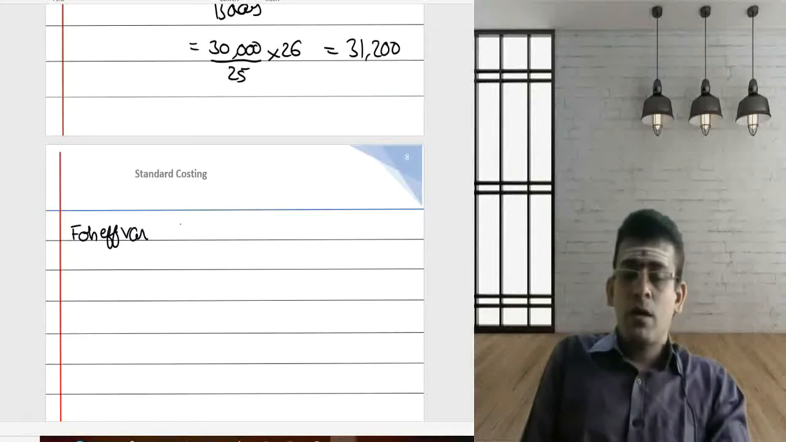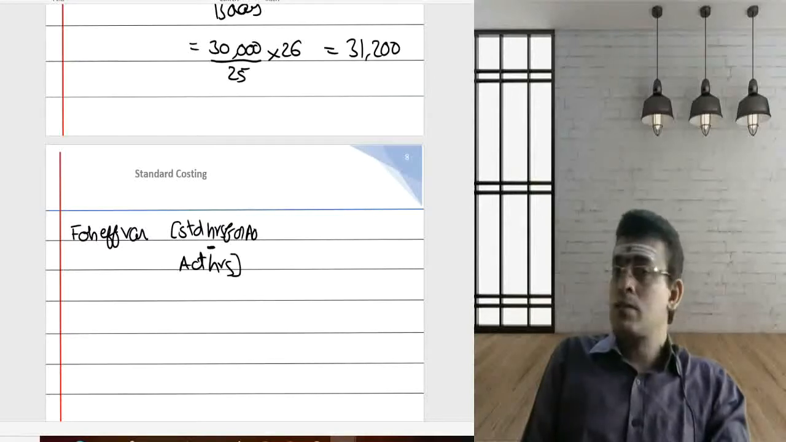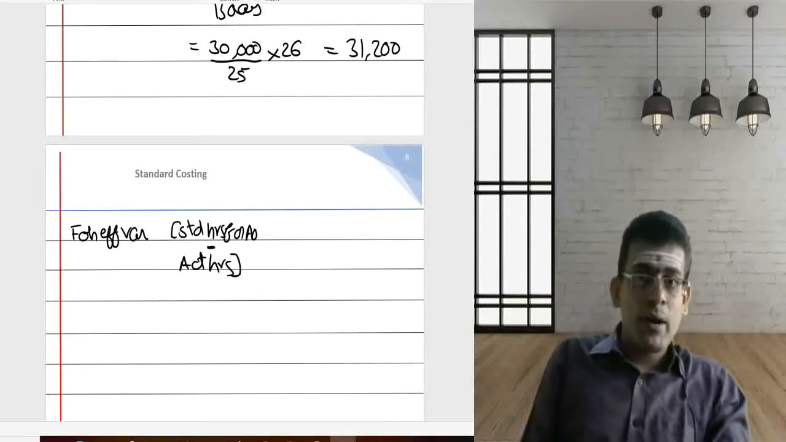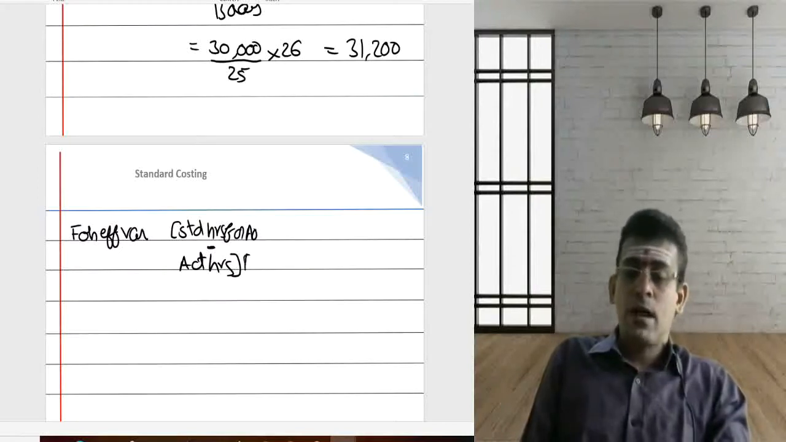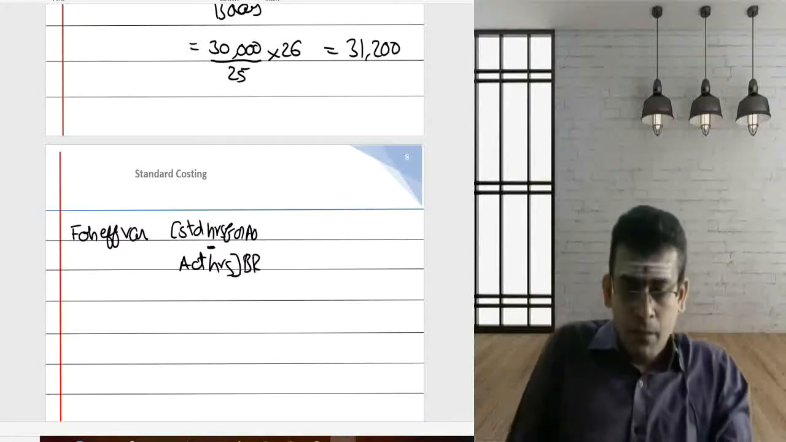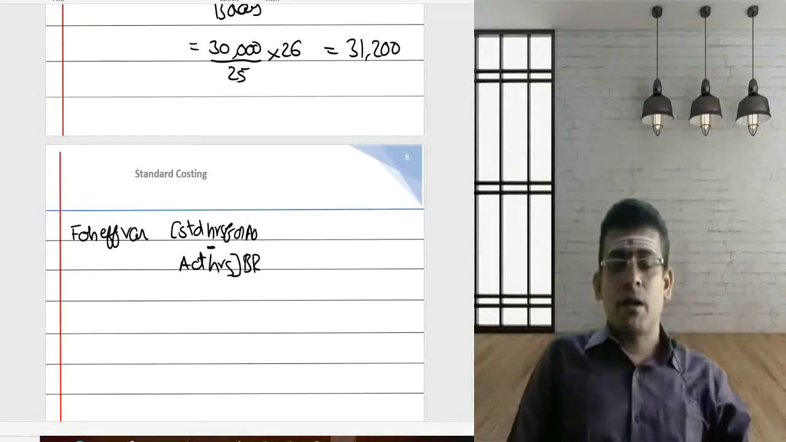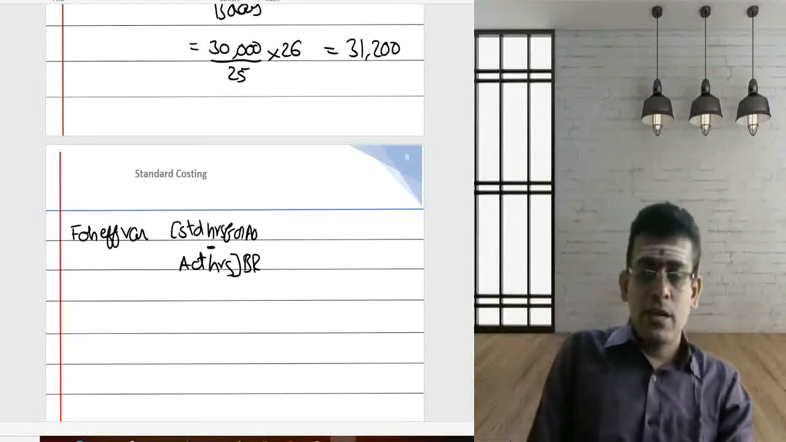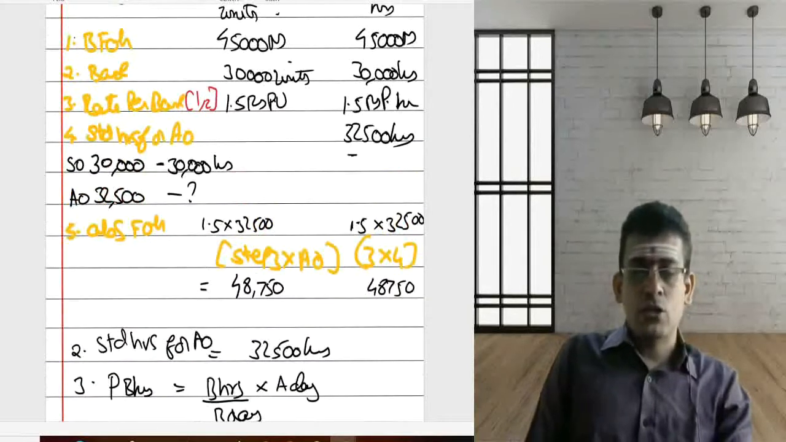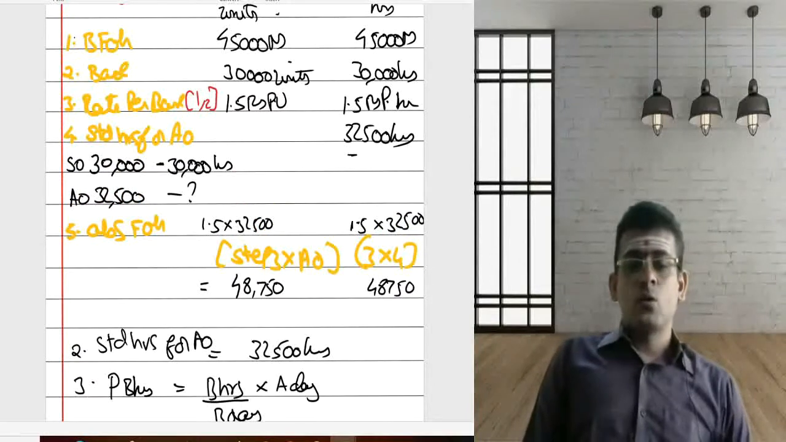In the type of variance, fixed overhead efficiency variance, what is the formula? Difference in hours. What difference in hours? Standard hours for actual output minus your actual hours. As this forms part of my efficiency volume variance, I have to multiply this with your budget rate per hour. Now, everything is there. What is your standard hours for actual output? It is going to be 32,500.